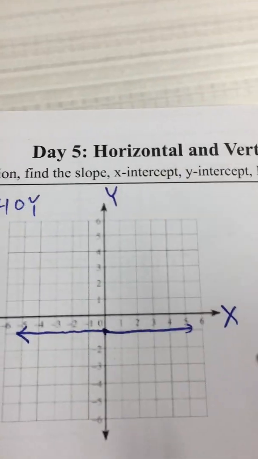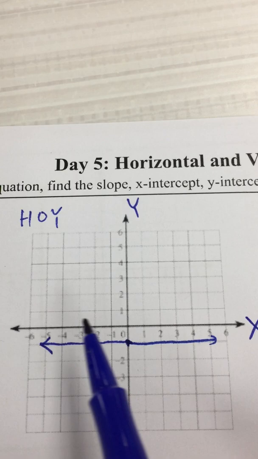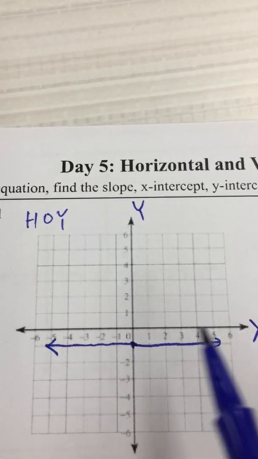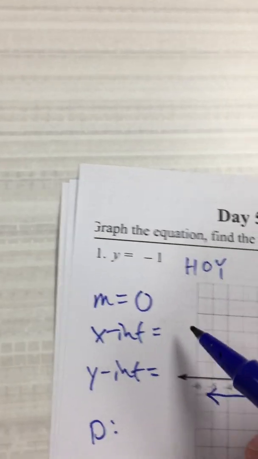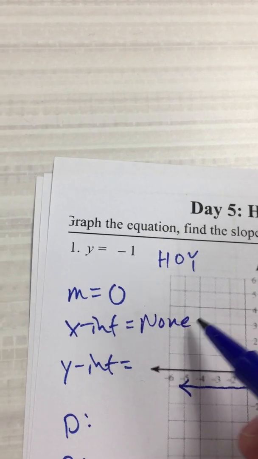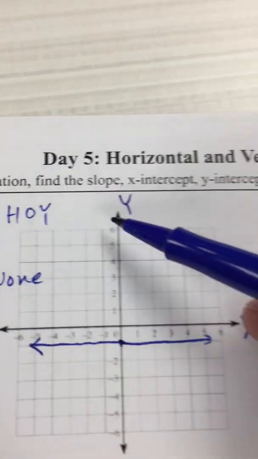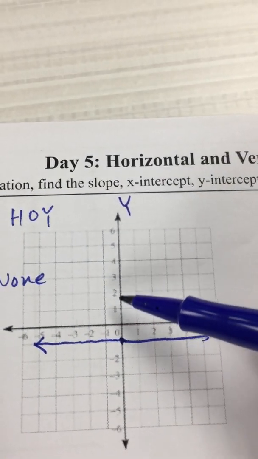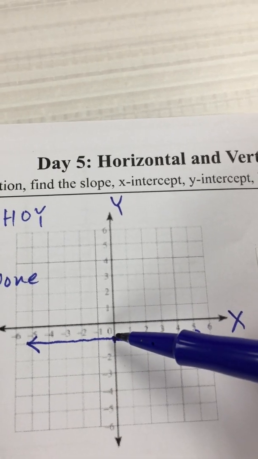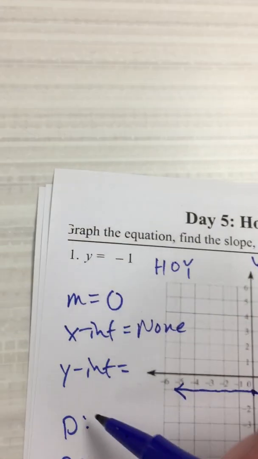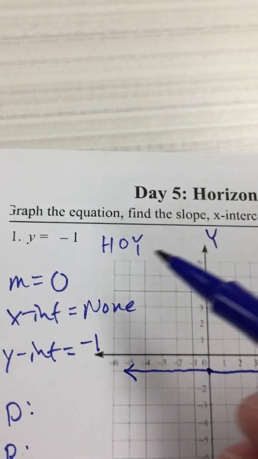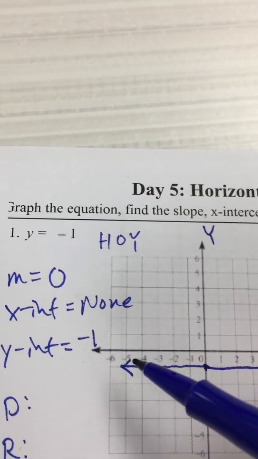My x-intercept, is it crossing the x-axis anywhere? Will it ever cross the x-axis? No. So is there an x-intercept? That would be none. The y-intercept, where is my line that I just graphed crossing the y-axis? Well, it's crossing right there at that point, which is -1. So x-intercept's none, y-intercept is -1.